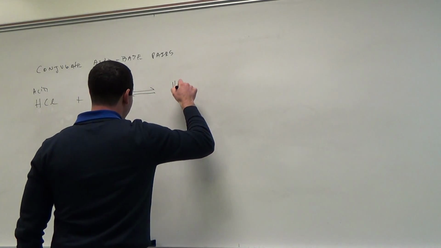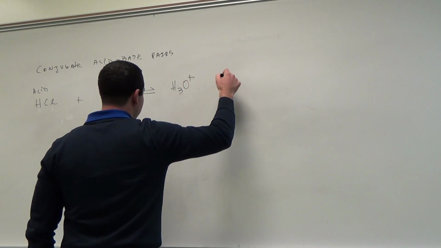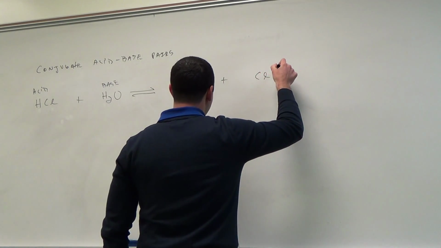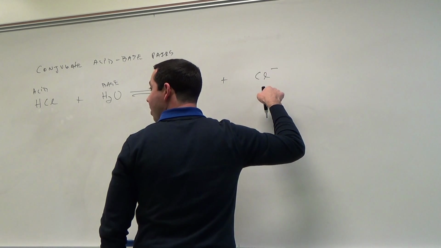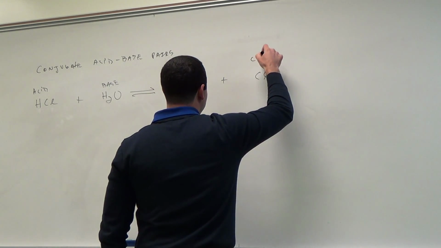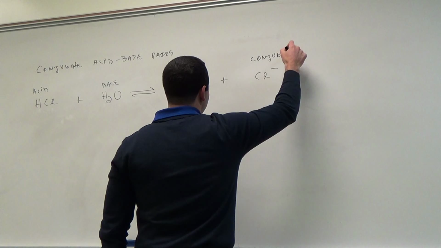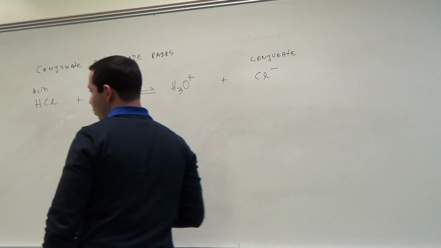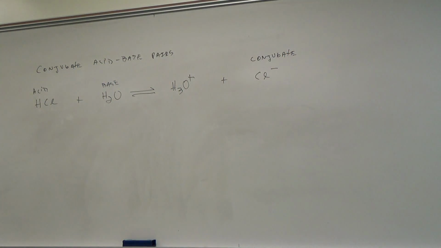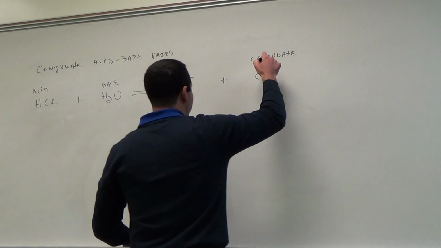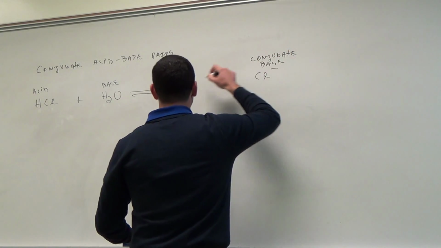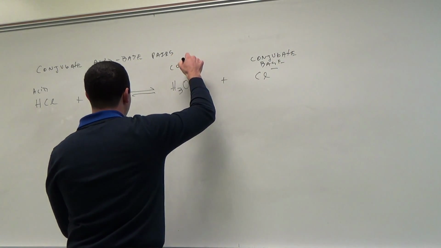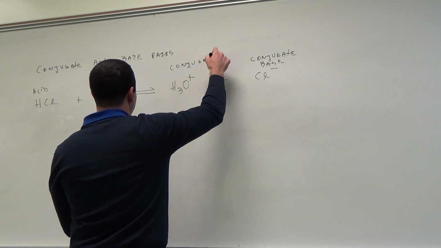So this will become H3O plus and Cl minus. What is this Cl minus called? The conjugate base. Most things that are negatively charged or have an electron pair are bases, yes? And so this is the conjugate base. Most things that are positively charged are acids, so this is the conjugate acid.